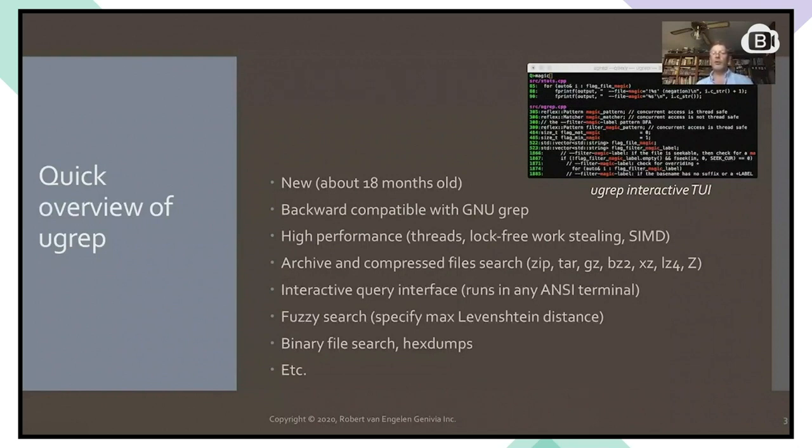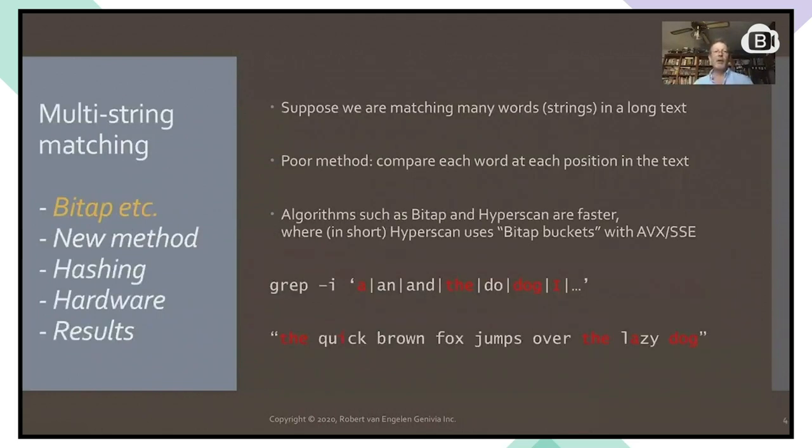It also supports fuzzy search with a max Levenshtein distance, so that the edit distance can be specified to look for approximate matches in anything. You can search for approximate matching in any type of media, any type of file. And binary files and searching hex dumps is also supported. Okay, so let's go to the gist of this work at this moment, which is multi-string matching.